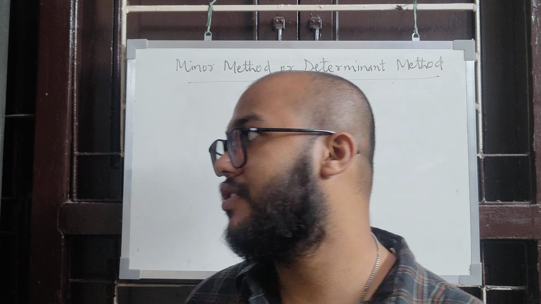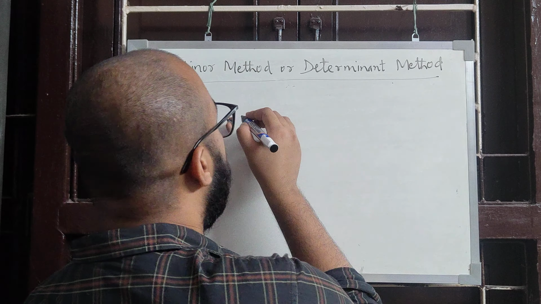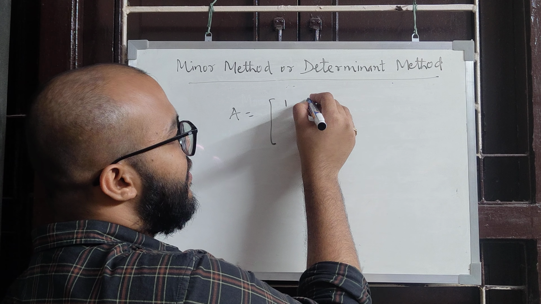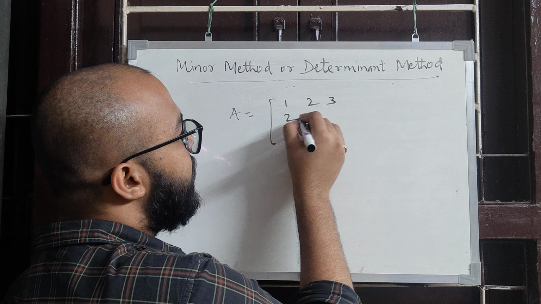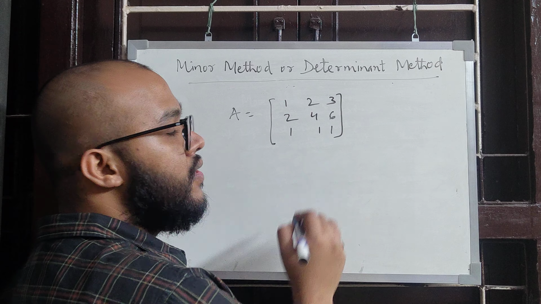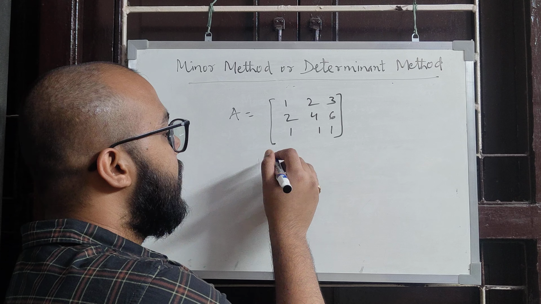Okay, so let's see. For example, I am taking a 3 cross 3 matrix. This is a 3 cross 3 matrix. Let's find its determinant.